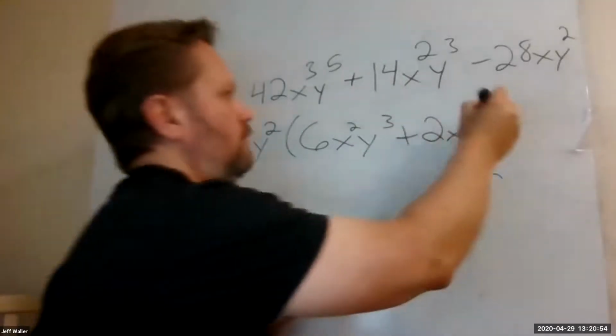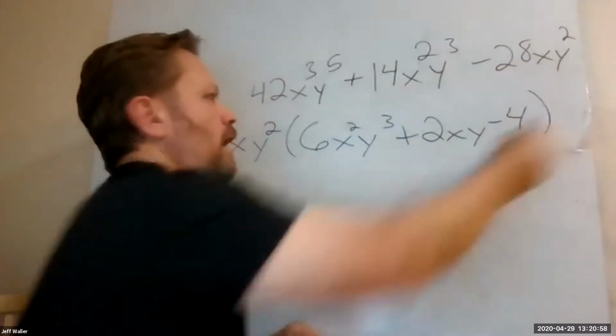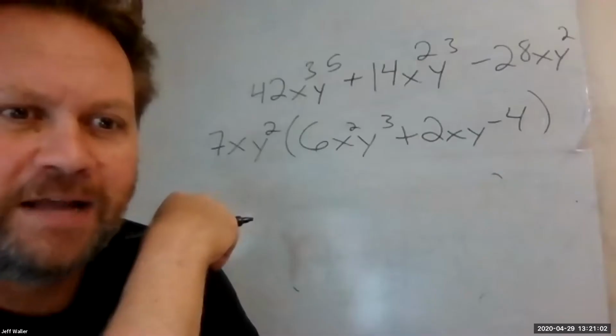Yeah, 28 divided by 7. 4. I had 1x, took it. I had 2 y's, took it. How do I know that I'm not done?